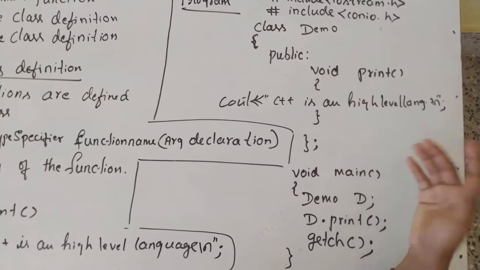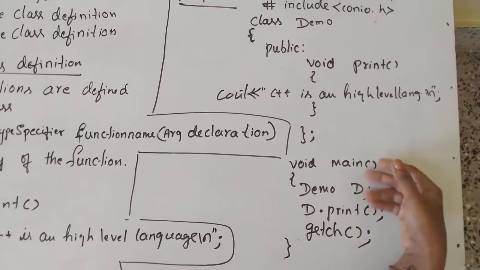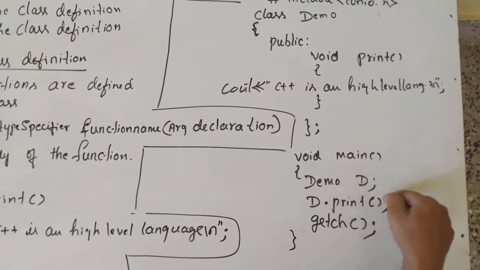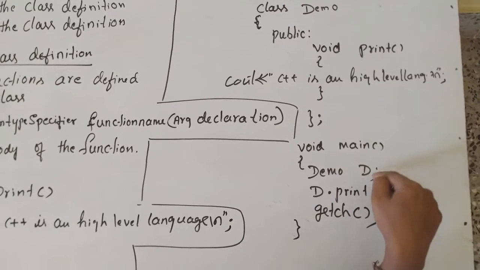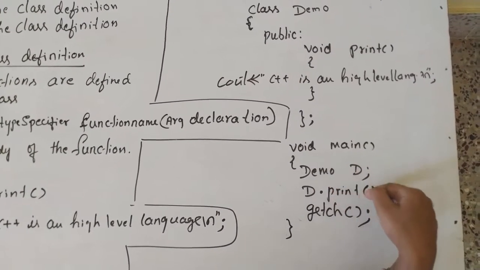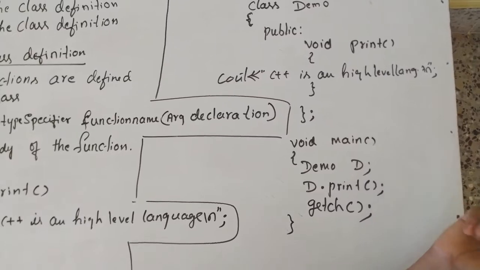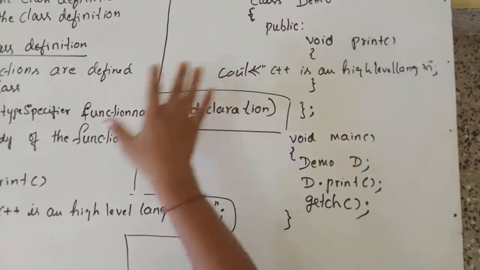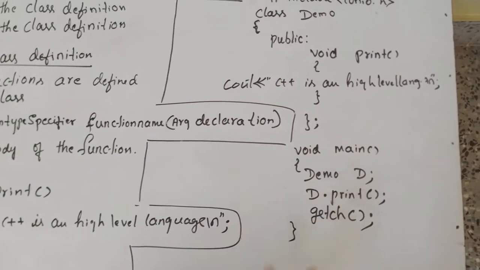You know that members of a class are accessed using an object and the dot operator. So I have to create an object here. Demo D. D is an object. D dot print, open close parenthesis, semicolon. So this is the way to write defining a member function inside the class.